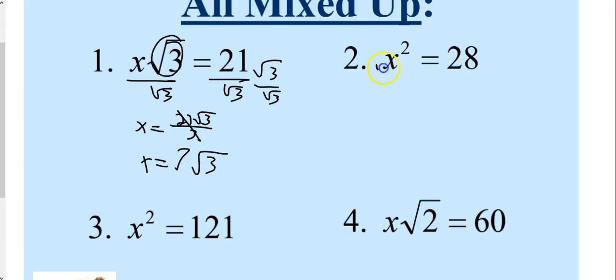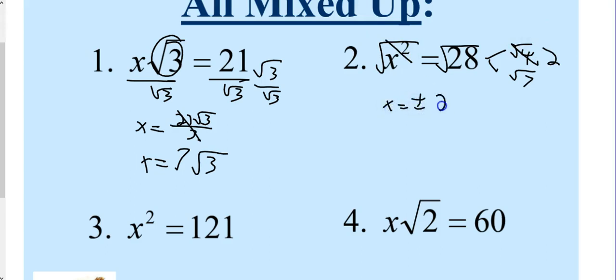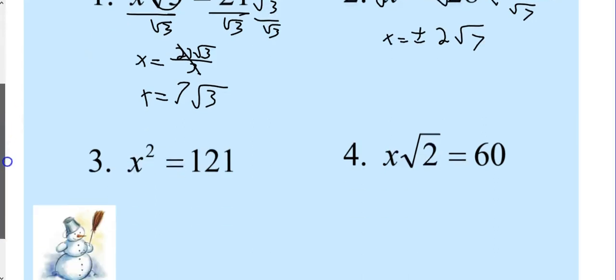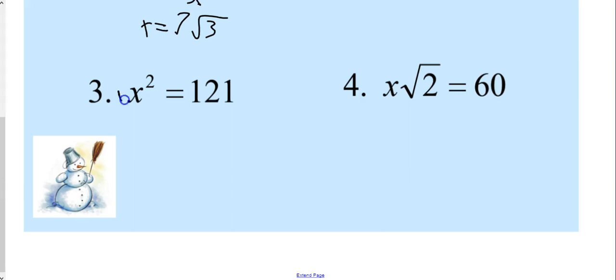Over here, square root. Again, I don't have a lot of room, so I'm going to simplify 28. I'm going to reduce it. This is radical 4 times radical 7. And this is simply just 2. That cancels. So x equals, remember the plus or minus, 2 times radical 7. Here, I want to square root both sides. This one's nice. Why? 121 is a perfect square. The square root is 11.